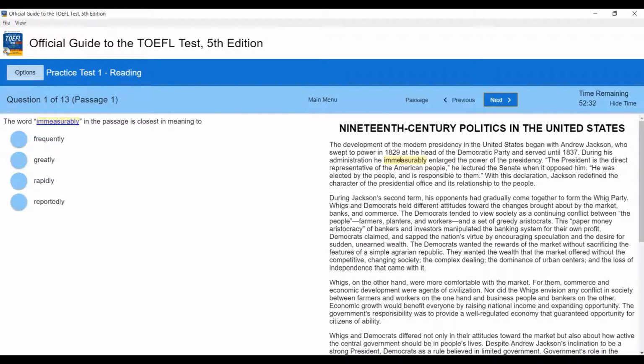So don't just look at the word by itself. Also look at the context of this sentence, and perhaps even in the paragraph, there might be some other clues in here. So I would say greatly enlarged the power. Let me see if there's anything else in this paragraph that might refer to power. So he redefined the character of the presidential office and its relationship to the people. And it says it's the direct representative.